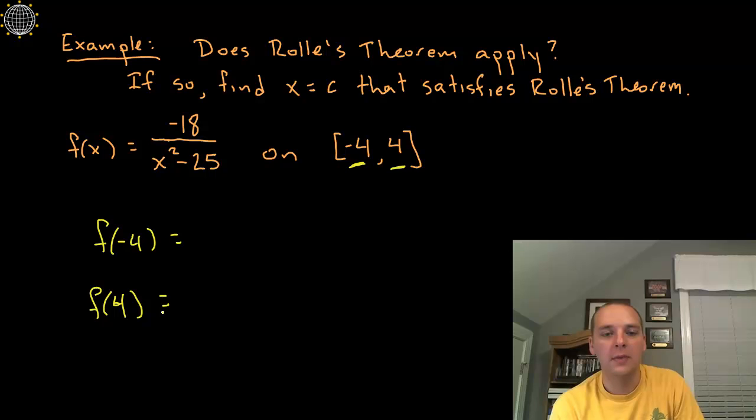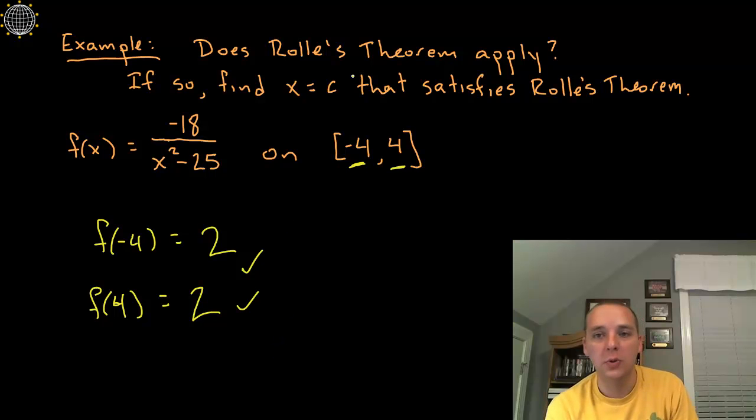Okay, so f of negative 4, we'd have negative 4 squared is 16. 16 minus 25 is negative 9. Negative 18 divided by negative 9 is positive 2. And because this quantity is squared, we can see that f of 4 would still have 16 minus 25, and then negative 18 divided by negative 9. This would also be 2. So yes, these two match each other as well. So Rolle's theorem is applicable.